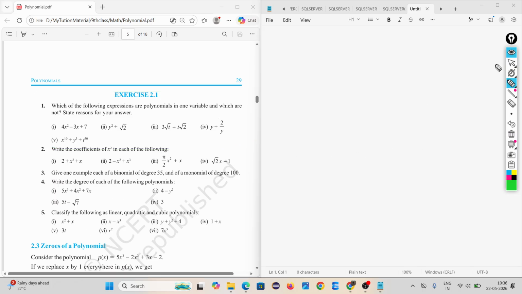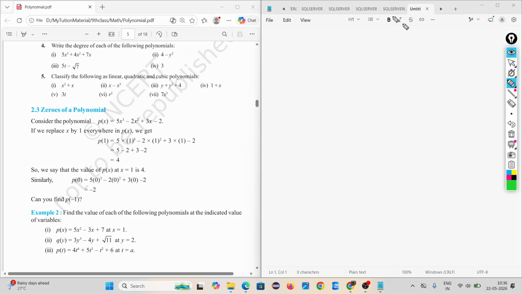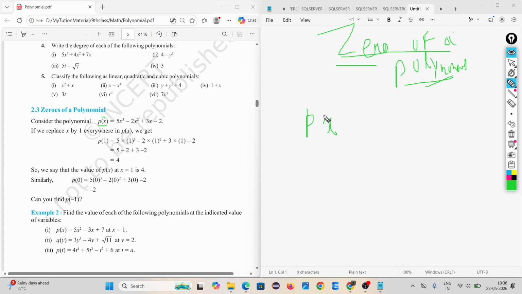Then come to zero of a polynomial. What do you mean by zero of a polynomial? Consider a polynomial p of x, that is, a polynomial having the variable x. The p of x means polynomial of a variable x. If you replace x by 1 everywhere in p of x, we get 4. So we say that the value of p(x) at x equal to 1 is 4.